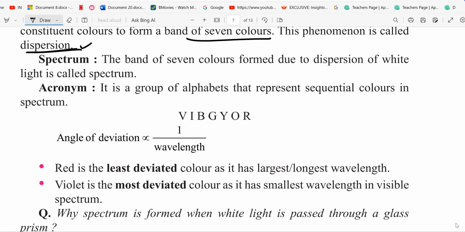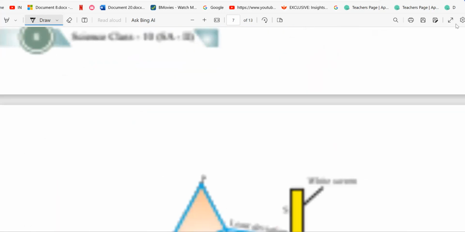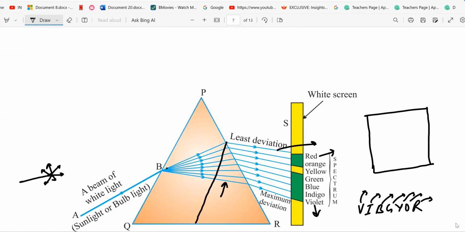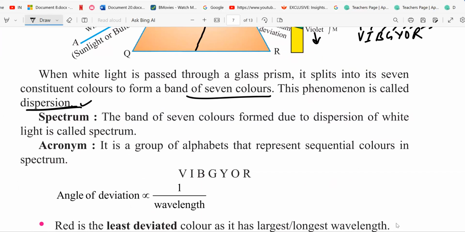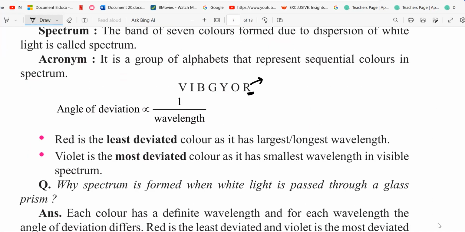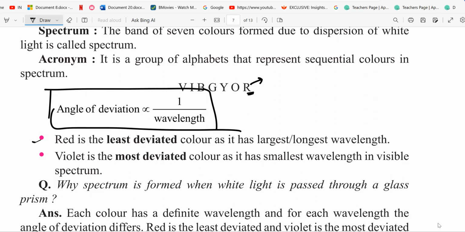Now you need to understand that angle of deviation is inversely proportional to wavelength. What was angle of deviation? Angle of deviation is the angle between the incident ray and the emergent ray. So we can say that the more the wavelength, the lesser the angle of deviation, meaning lesser deviation will take place. Red color has the highest wavelength among the 7 colors, so it will be less deviated. Note this: angle of deviation is inversely proportional to wavelength. Red color is least deviated and violet color is most deviated.